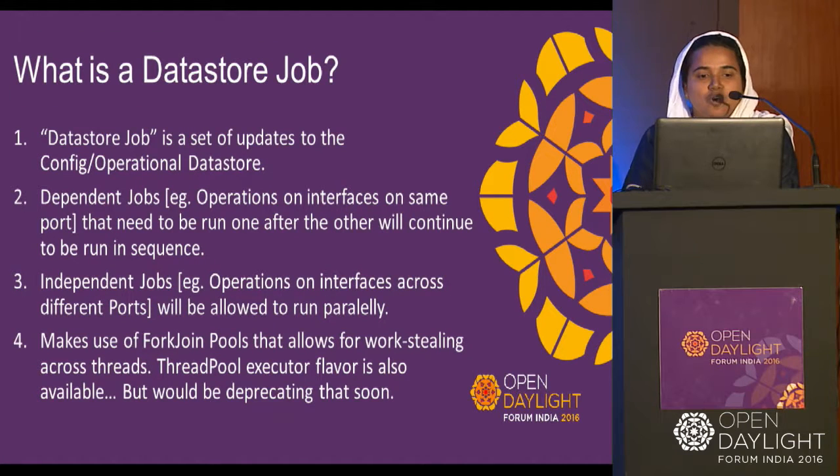A Datastore job means a set of updates to the config or operational data store. If you have dependent jobs, that is, the result of one job is needed for processing the next one, you process them sequentially. Else you can do it in parallel. This framework is very well in place and currently used by many of the modules in the Genius repo, as well as the network VPN service. L2 VPN, L3 VPN, everybody is using it. So it's well proven. So we are introducing one more layer on top of this, another API in the same framework, which will have this dampening support.